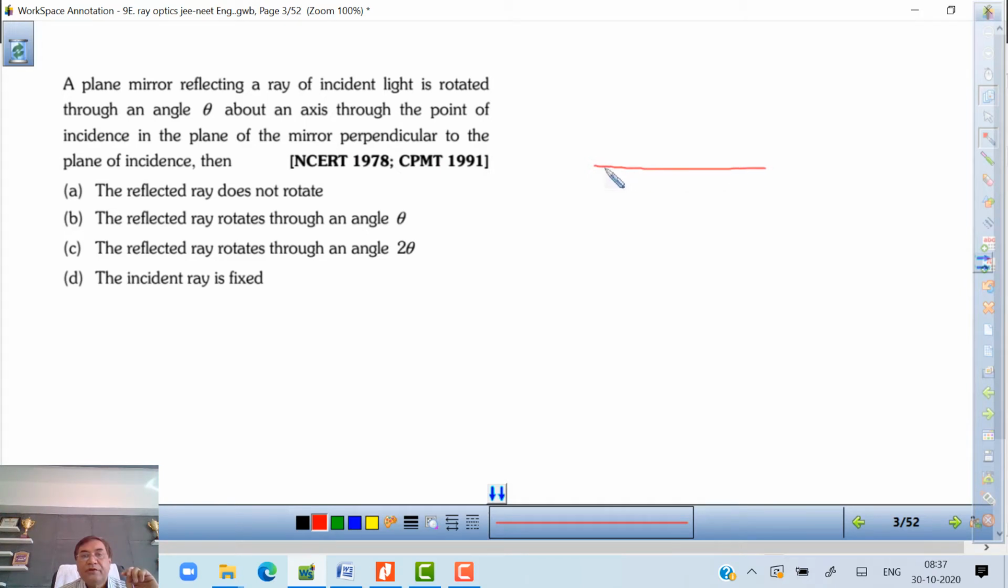So this is your mirror. This is the incident light, this angle whatever is there. Now this is rotated. So this can be rotated like this also, and this can be rotated like this. This is the mirror, rotated about an axis perpendicular to the plane of incidence.